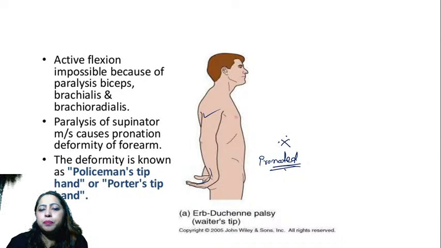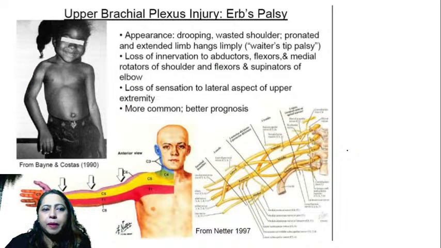Very, very important. And you can see that it looks as if he's asking for some money. That's why it is known as policeman's tip hand or porter's tip hand. So this is one important thing. Paralysis of supinator muscle is seen here. That's why it is pronated. Okay, this is how it looks.